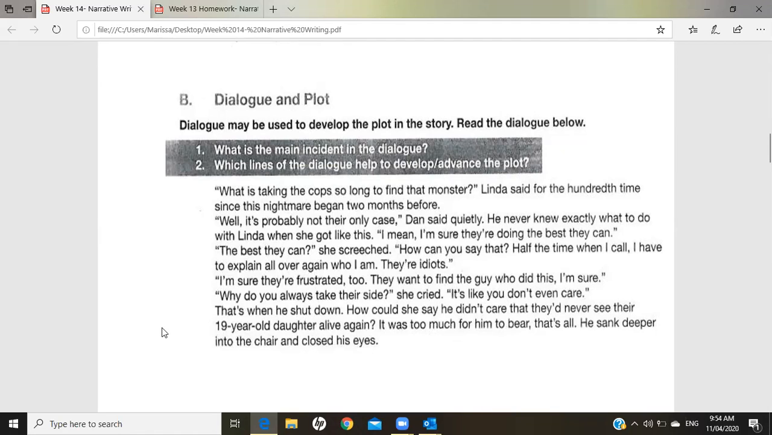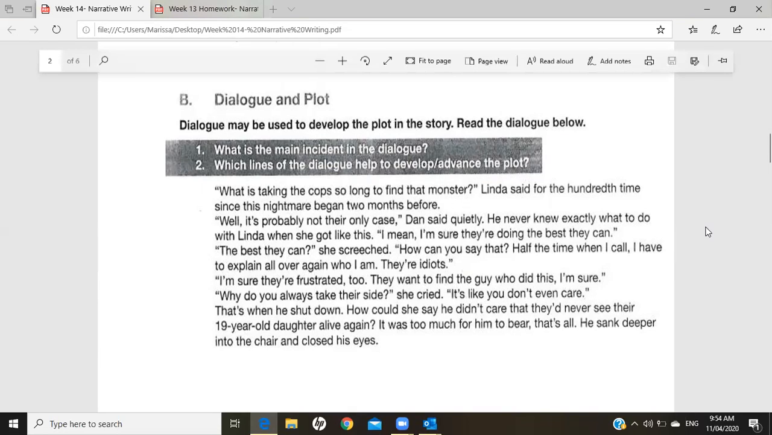So what do you think is the main incident taking place in this dialogue? Joshua, what do you think? Somebody did a heinous crime to the daughter. Someone did a crime to the daughter. What kind of crime? They can't find the man. But remember, in the last part, they said he didn't care that they'd never see their 19-year-old daughter alive again. So where is the daughter? I think she died.